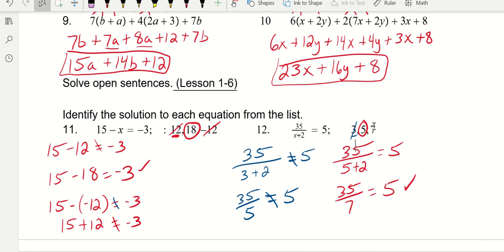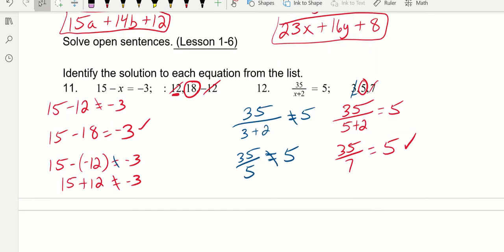And just really quick, let's sub in 7 mentally. 7 plus 2 is 9. 35 divided by 9 is not 5. So 7 is not the solution there either.